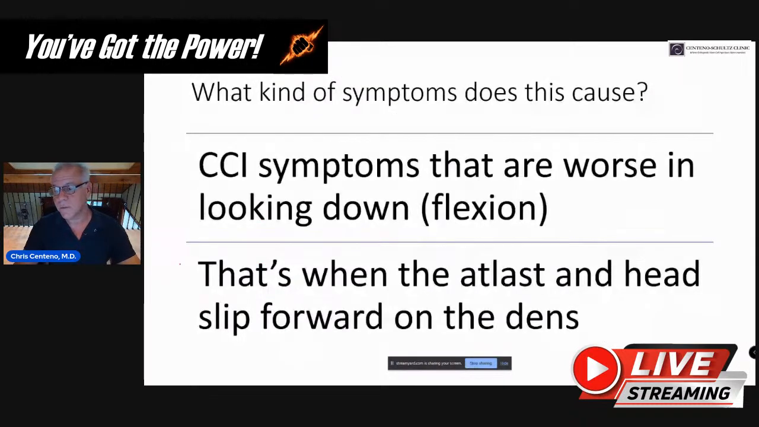So what kind of symptoms would this kind of thing cause? Well, CCI symptoms for sure, but that get worse in flexion. That's sort of the biggest pathognomonic thing that makes me, as an expert in craniocervical instability, think that there may be a transverse ligament issue, that almost all the patient's symptoms are when they're looking down or their head goes forward. So that's where the head and atlas slip forward on the dens. And that's when you look down.